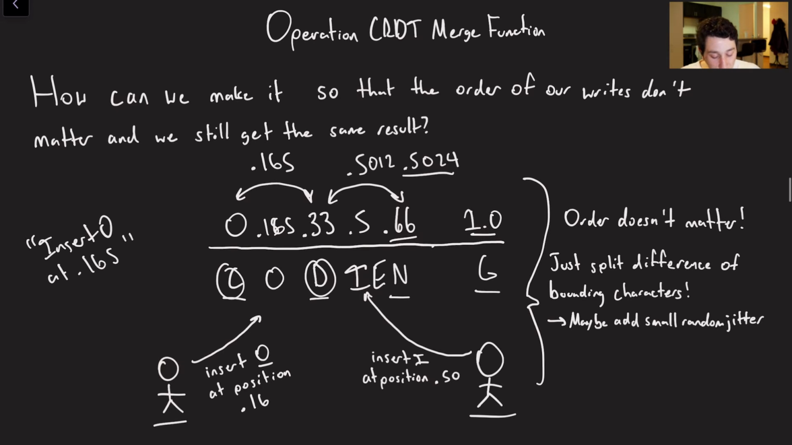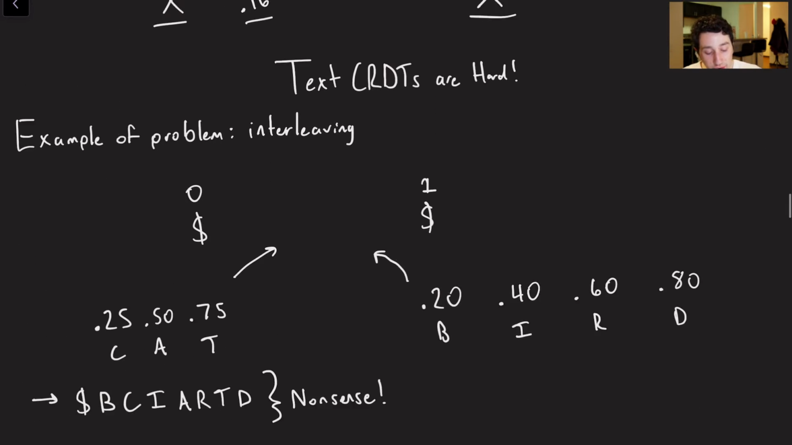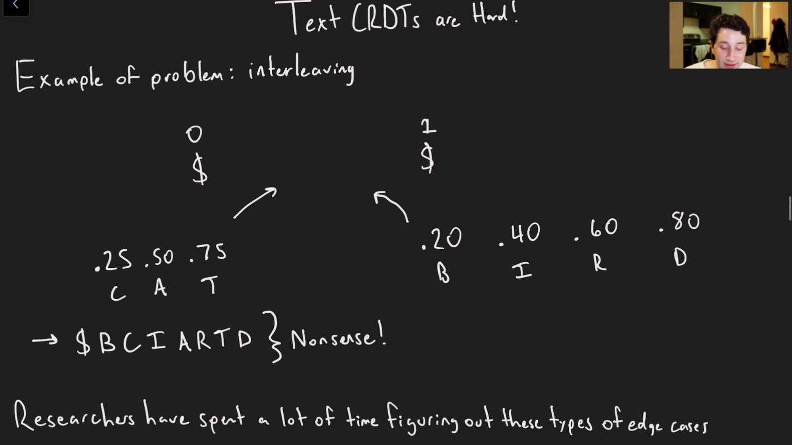Because regardless of whether this guy goes first or this guy goes first, O is still going to be at position 0.16, and I is still going to be at position 0.5. And so this is the basis behind how we would model a text document in order to make a CRDT of it. However, this is not entirely easy, right? There's still going to be some edge cases here.